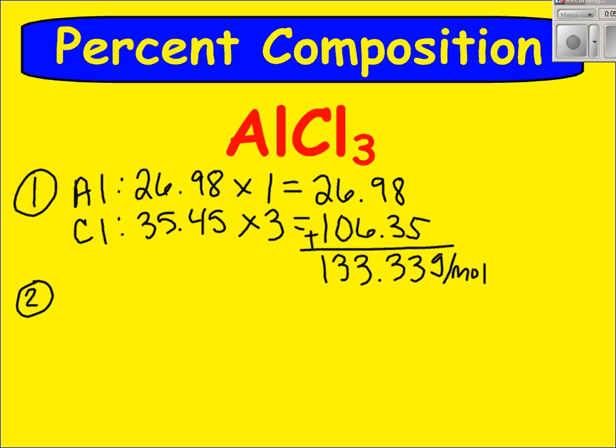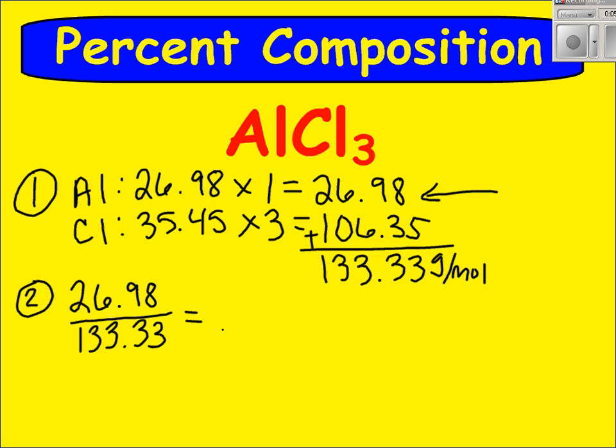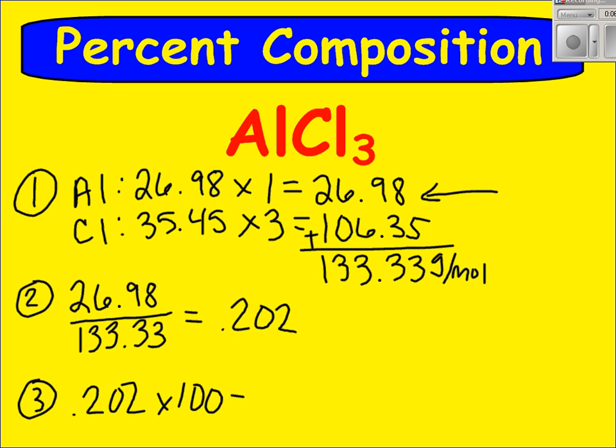Now when we go to step 2, we can figure out the individual percentages. Let's do aluminum first. Aluminum is 26.98 of the total. That's what goes on top. On the bottom goes the molar mass, which we determined was 133.33. When you divide those two numbers, you get approximately 0.202 as your fraction. By multiplying that by 100, we get our percent. In this case, our percentage is 20.2%.